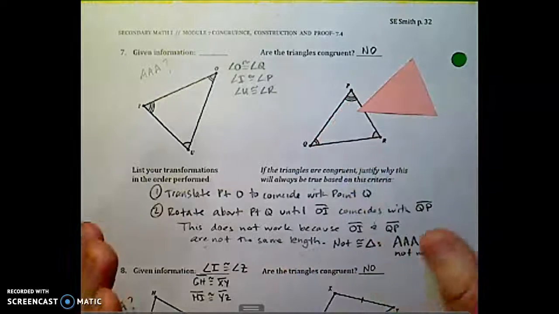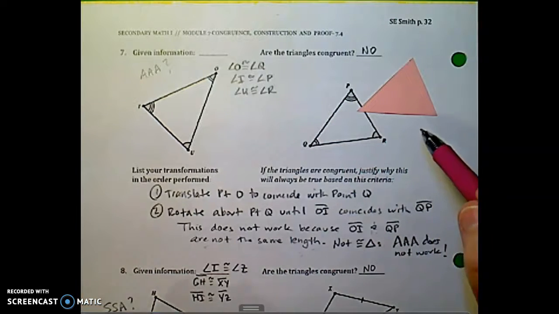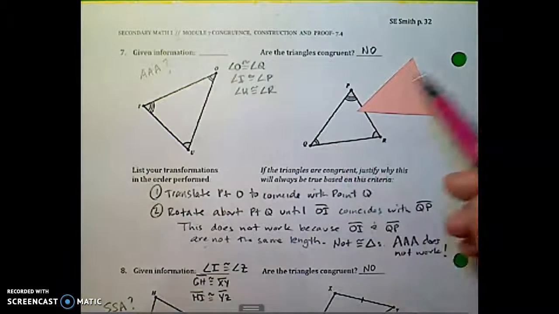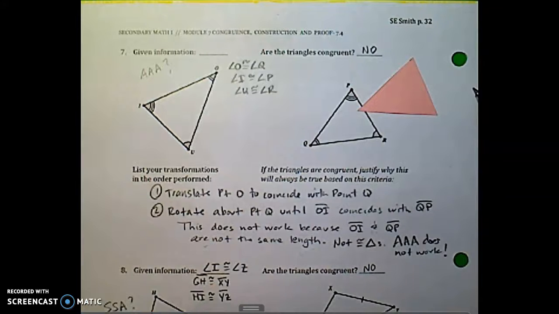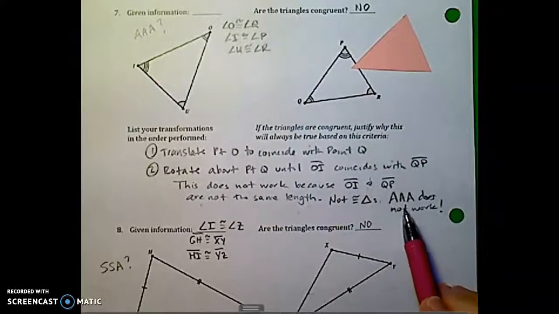So the three angles match, but just three angle measures matching does not guarantee that the side lengths have to match. So angle, angle, angle is not a way to prove triangles congruent. Okay, angle, angle, angle does not work.